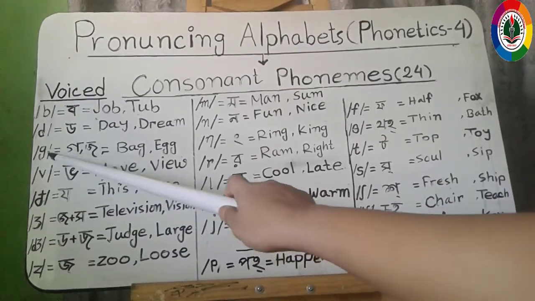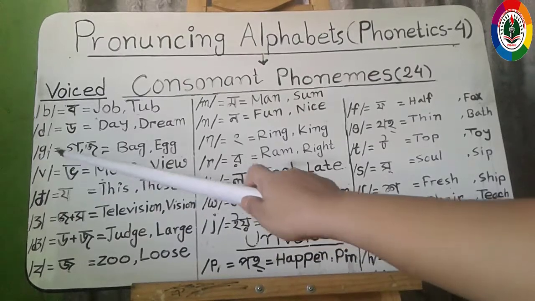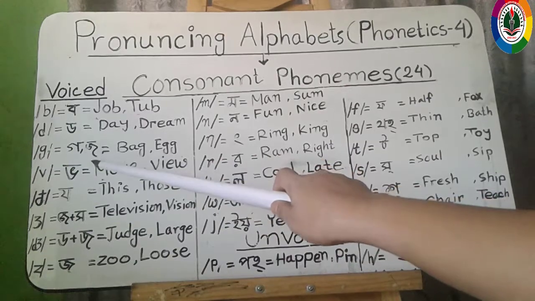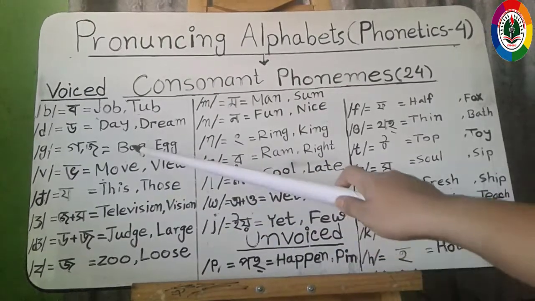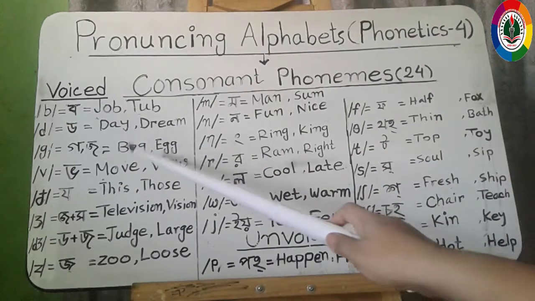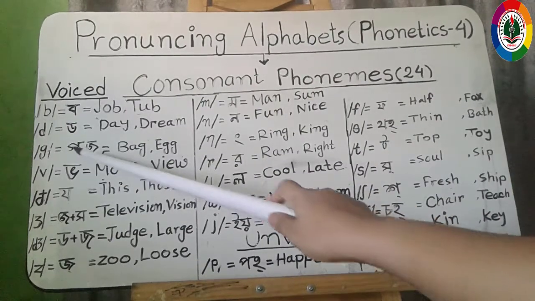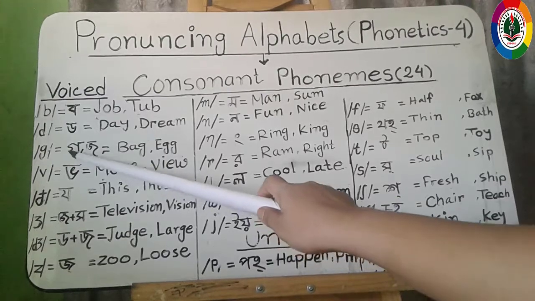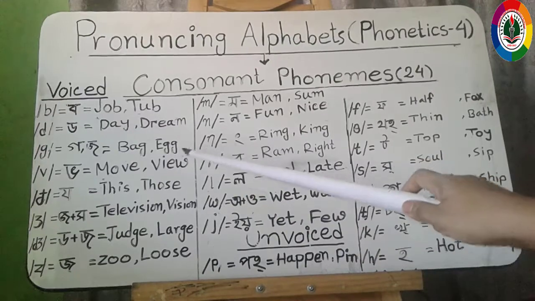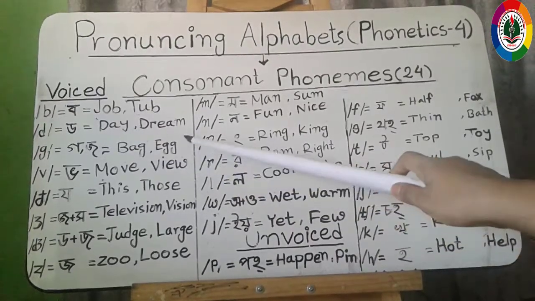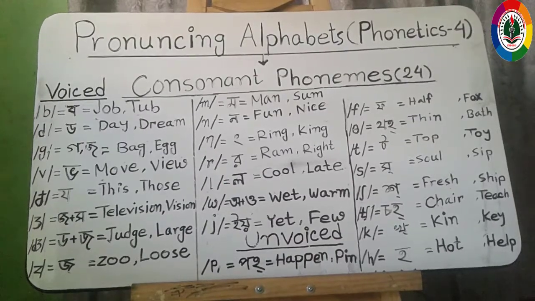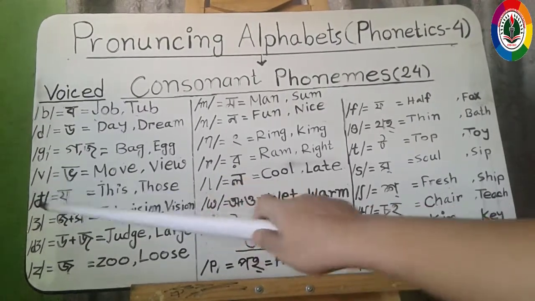The phoneme or sound for this sign is g, and the examples are like bag, egg. While we utter bag and egg, we find the presence of the sound or phoneme g. And while we utter bag and egg, in the place of g, our vocal cords strongly vibrate. Move to this sign.